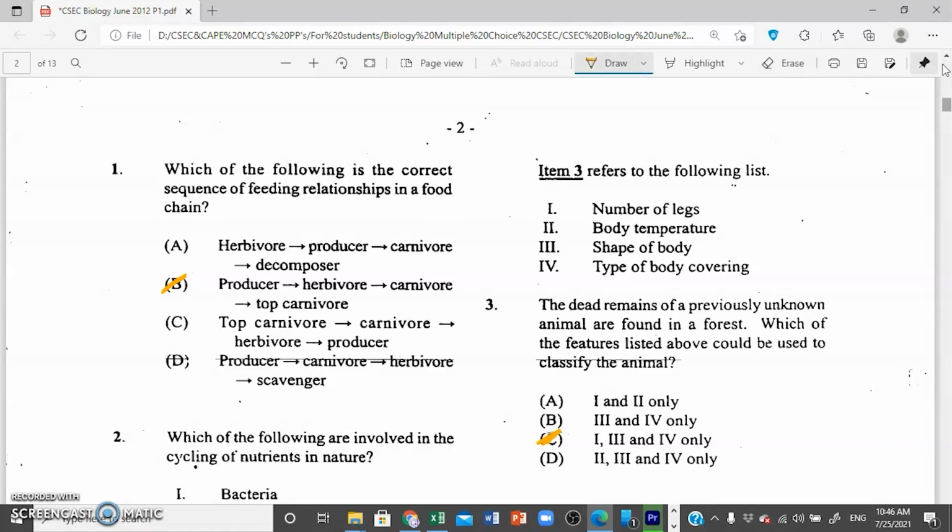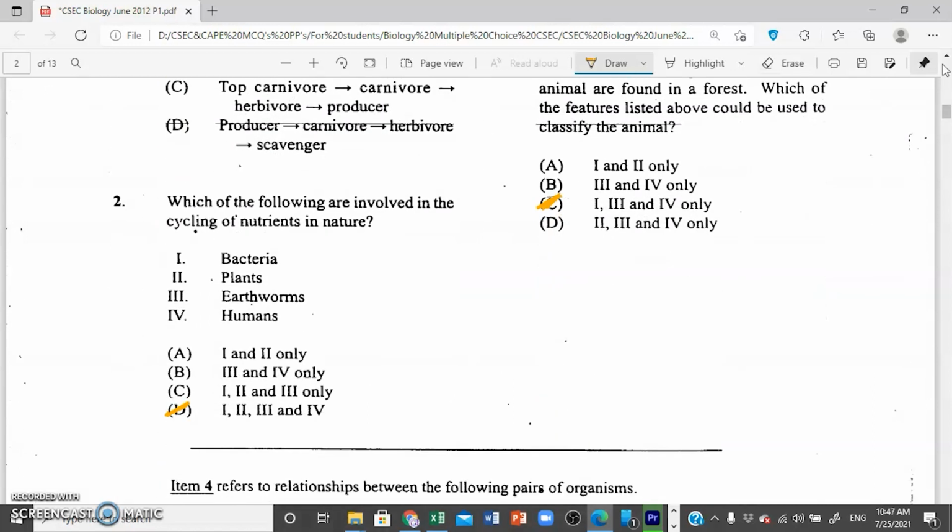Number 2, which of the following are involved in the cycling of nutrients in nature? So we have as part of the list bacteria, plants, earthworms, and humans. All of them are involved in the cycling of nutrients, because all of them are able to carry out respiration, and because of that they return carbon in the form of carbon dioxide back to the atmosphere. Okay, good. Let's look at number 3.